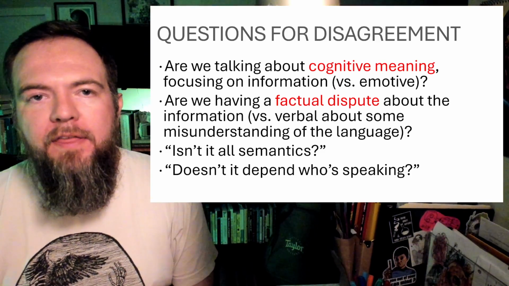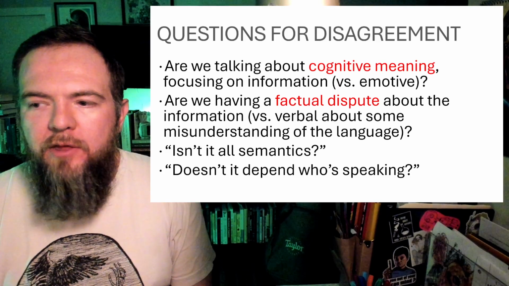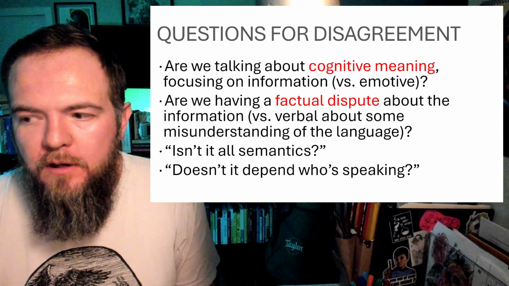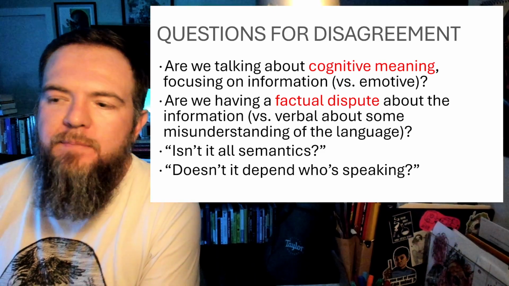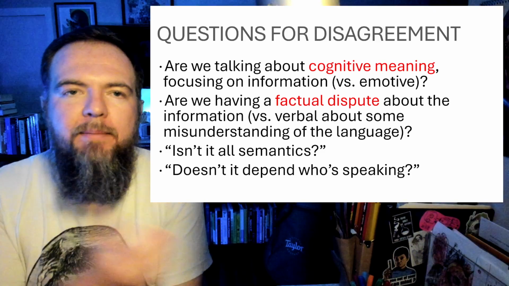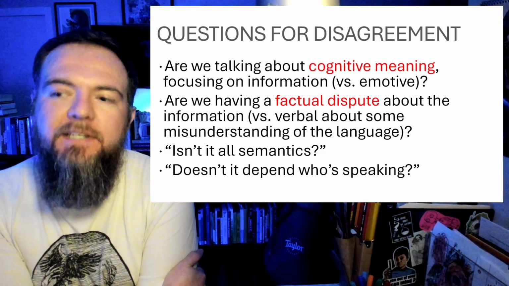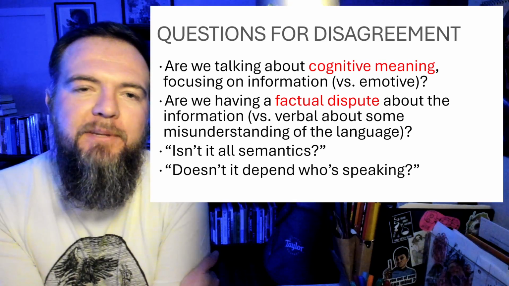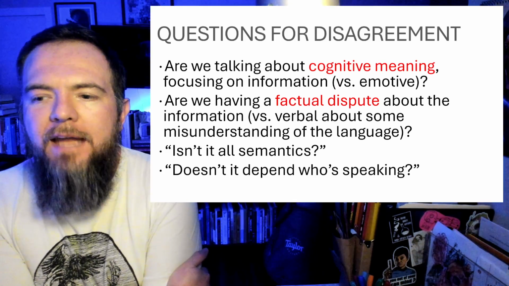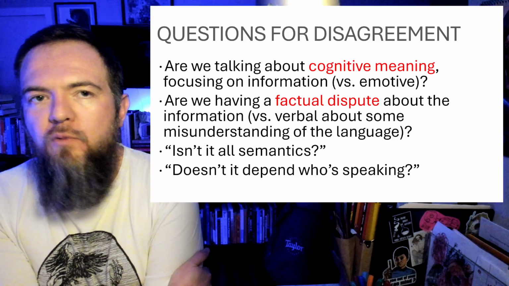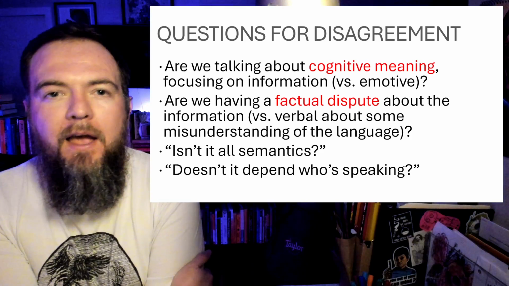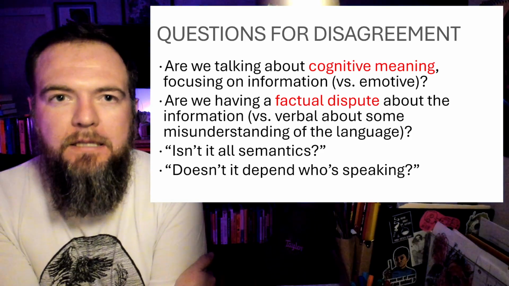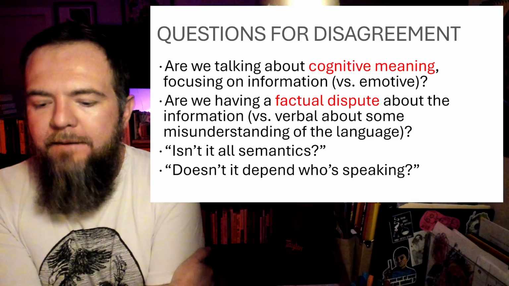Similarly, one of the things that we should probably distinguish is whether we're having a factual dispute rather than a verbal dispute. A factual dispute is a disagreement about the information. It's a disagreement about the facts. I know that's a little bit circular, but the idea is we just haven't gotten the information right. We haven't got the data right. We're not talking about stuff in the same way. Factual disputes, it's pretty clear how you resolve that.